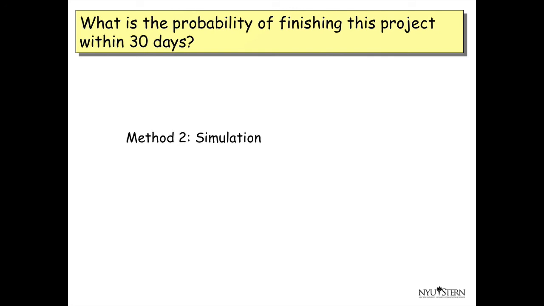The advantage of using simulation versus the normal approximation is that simulation requires very little in terms of assumptions. You can have correlations between the activities. You don't need to assume anything about normal distribution. So that's a very useful method.